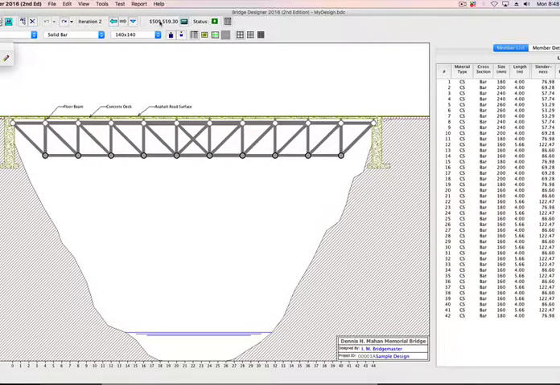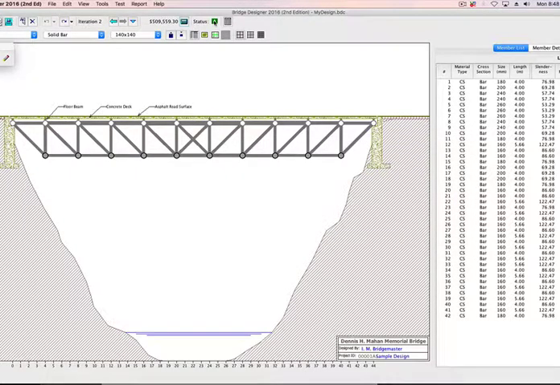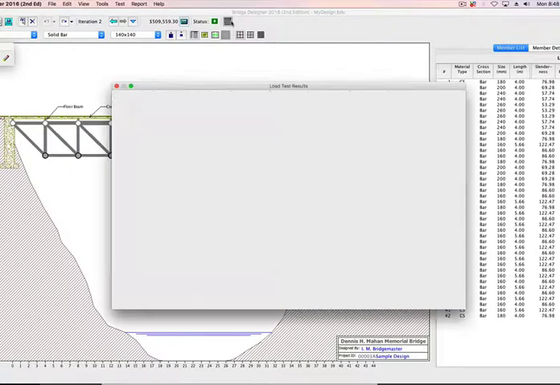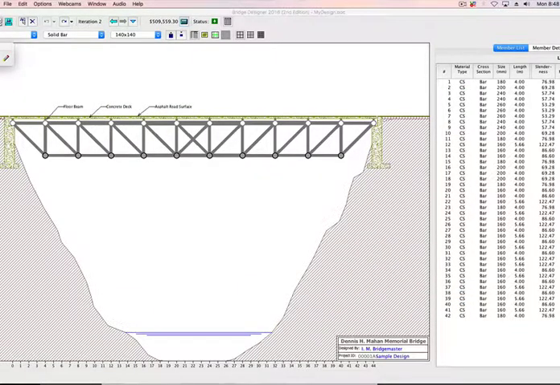You can go over iterations. There's a price there. And it actually gives you a breakout of where all the prices are coming from. Then there's a status. There's your load test results. You can go back through there. Now, over here, when I select 1 over here, or 12, I should say, it tells the slenderness, and we'll get into what that means, compression, and whether it was under tension. All right?